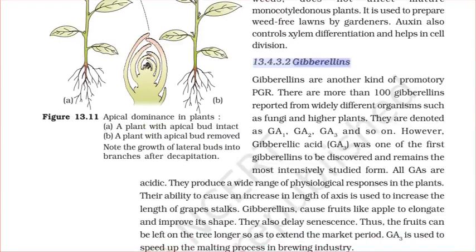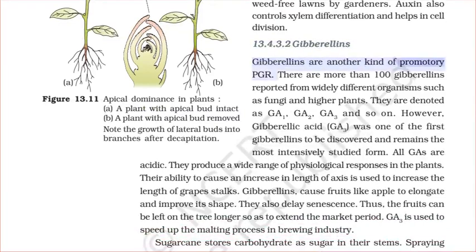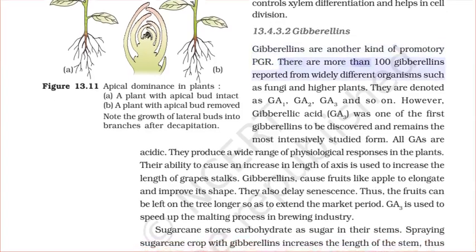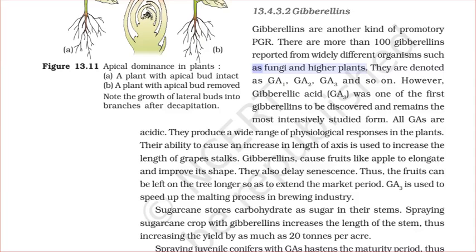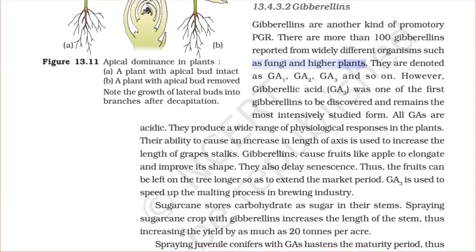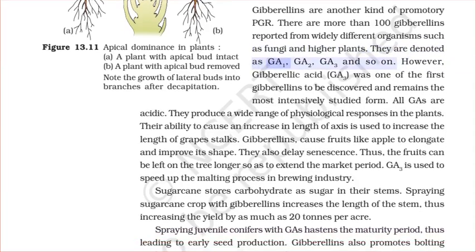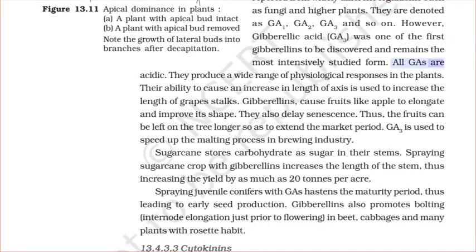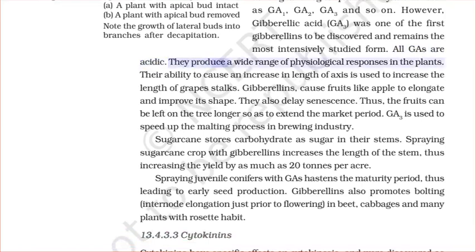13.4.3.2 Gibberellins. Gibberellins are another kind of promotory PGR. There are more than 100 gibberellins reported from widely different organisms such as fungi and higher plants. They are denoted as GA1, GA2, GA3, and so on. However, gibberellic acid, GA3, was one of the first gibberellins to be discovered and remains the most intensively studied form. All GAs are acidic. They produce a wide range of physiological responses in the plants.